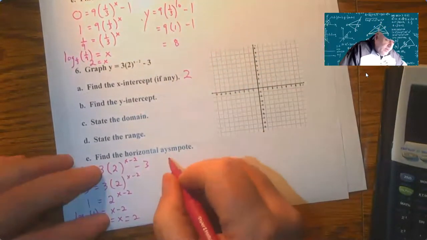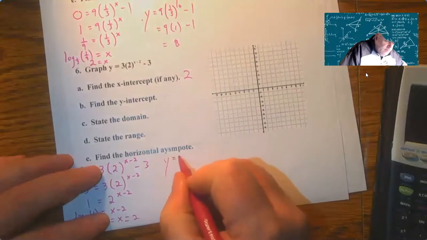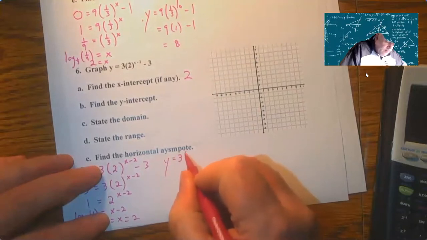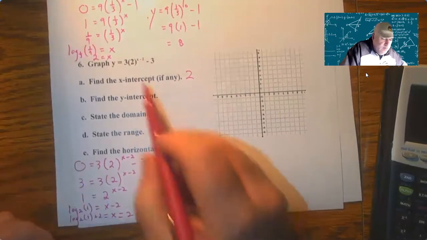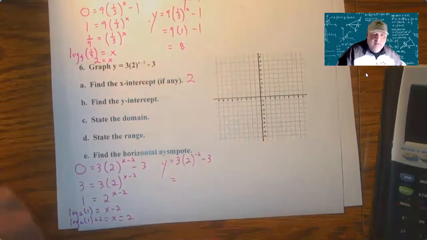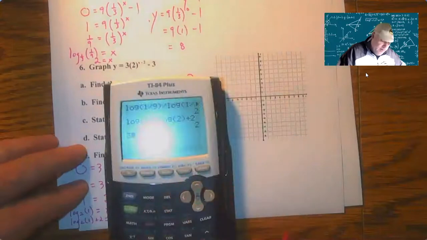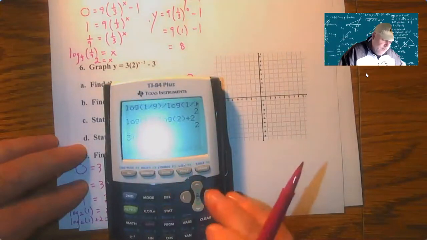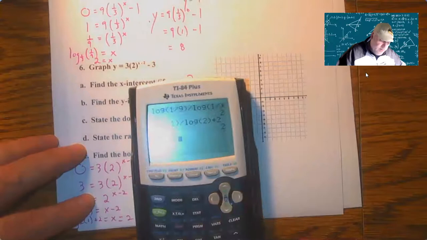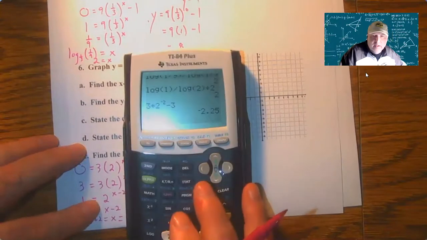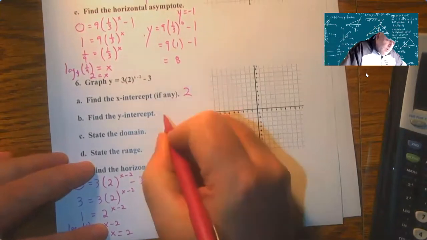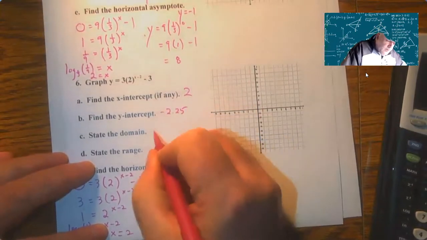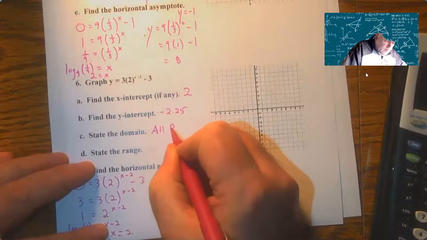Find the y-intercept. This is where you let the x be 0. So that's -2. 0 minus 2 up here. That's -2. So 3 times 2 to the -2 minus 3. This will be a decimal, -2.25. The domain is all reals, and state the range.